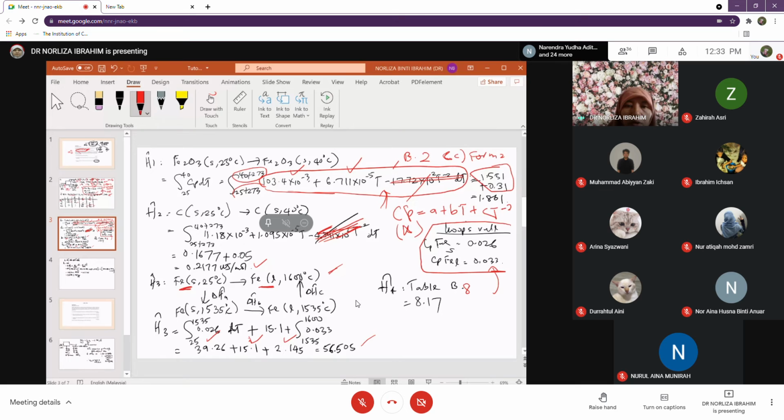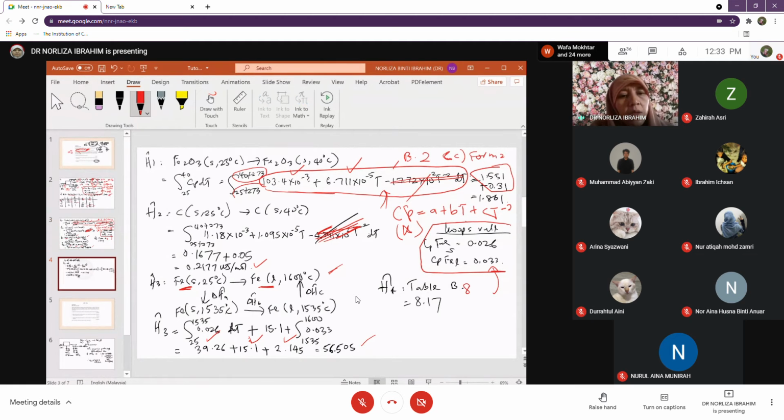H4 is because CO, gas 25 degrees C. So as I mentioned, for gas, you can simply use table B8. Gas 25 degrees C is the only choice that we have to solve reactive. No other temperature can be selected. Only 25 degrees C, 1 atm. So you got 8.17. Let me confirm CO. Yes, 8.17.